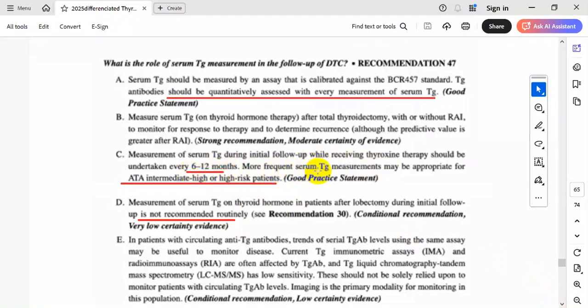More frequent serum thyroglobulin measurement may be appropriate for intermediate high or high risk patients. Measurement of serum thyroglobulin on thyroid hormone in patients after lobectomy during initial follow-up is not recommended routinely. This is a conditional recommendation.